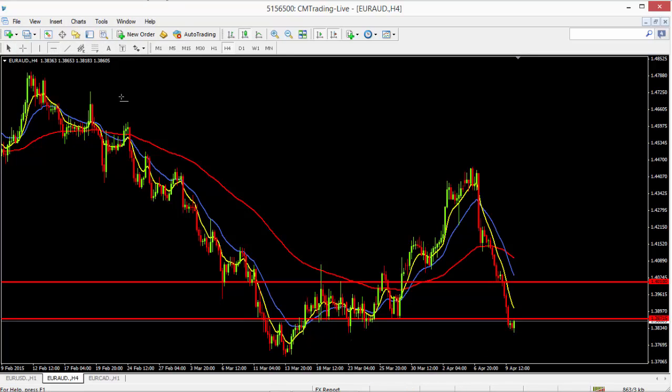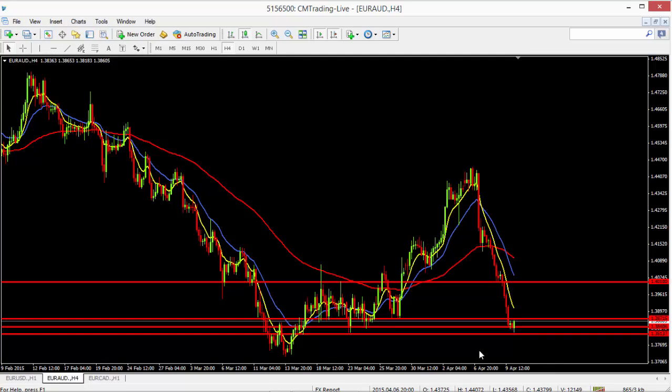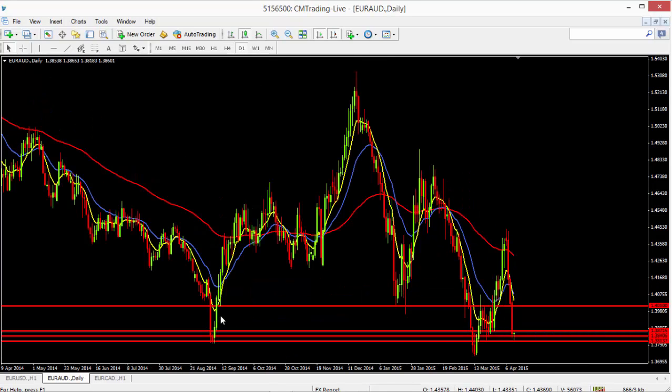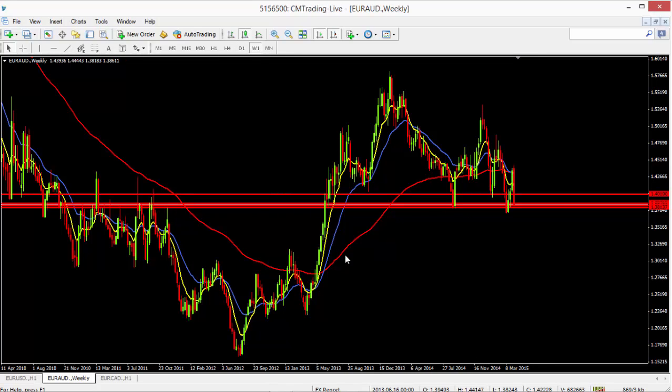There's another internal support level sitting over here, so we're right in that zone, which is why I'm not really short on it yet. But I would like to take a small trade on the euro to the Australian dollar. If we go to the daily chart, we can see a serious consolidation area, and if we zoom out to the weekly, should that level break, a lot of downside.